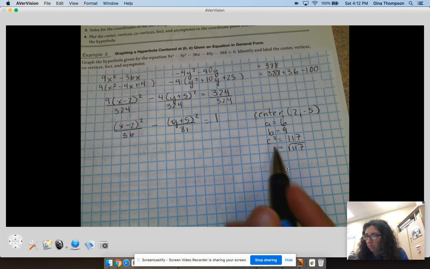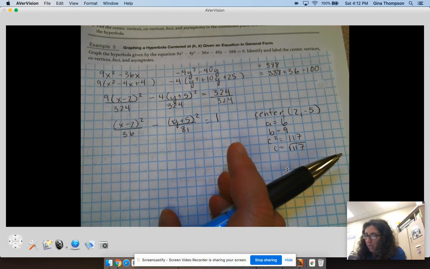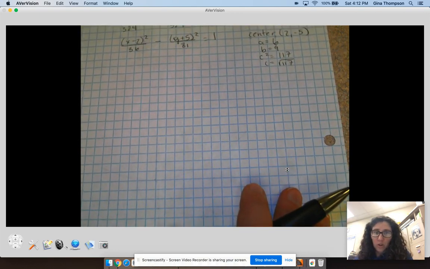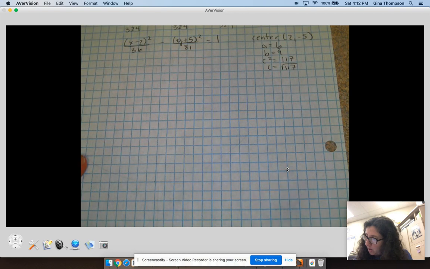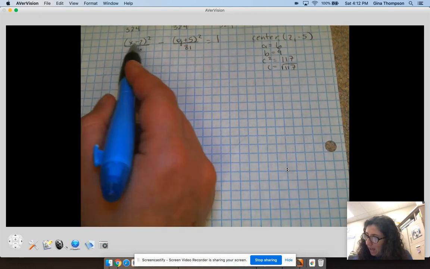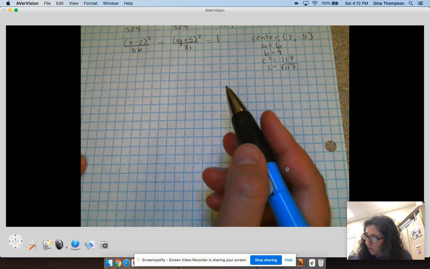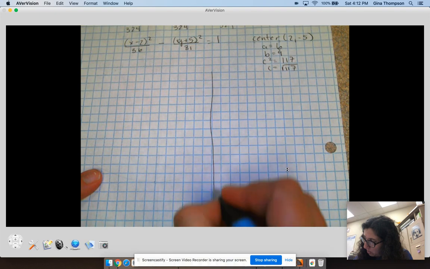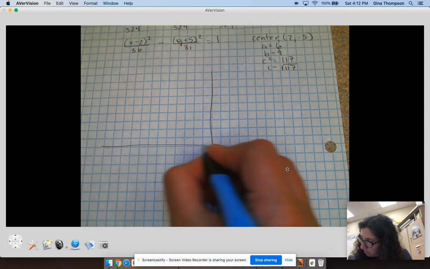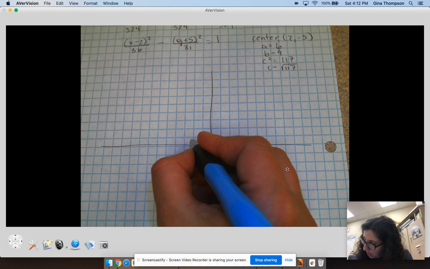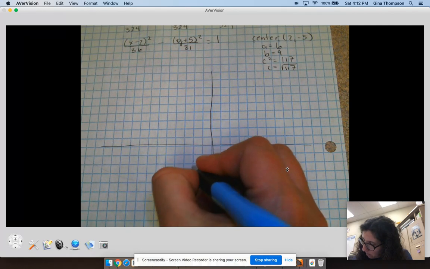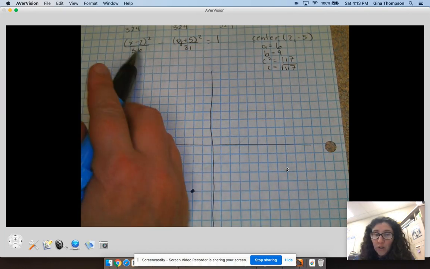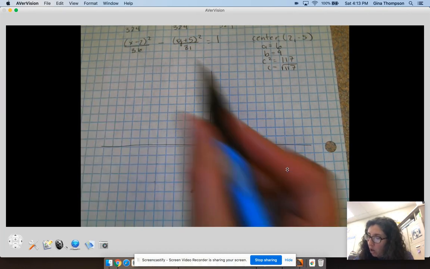All right, let's graph it. Move this out of the way. There's the equation that we need. Okay, and the transverse axis is x. This is the positive one, so it's going to go 6 units either direction that way. The center is at 2, -5. So let's make sure to make this big enough. At 2, -5, there's our center. To find our vertices, we're going to go 6 units along the x-axis.